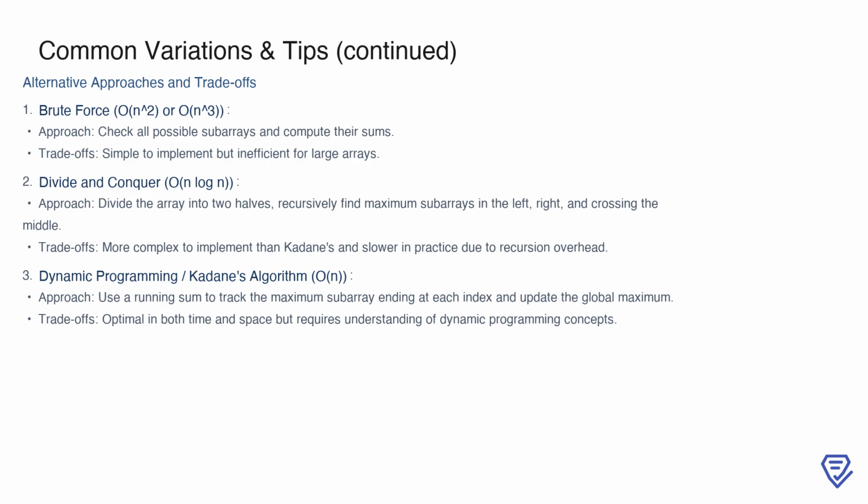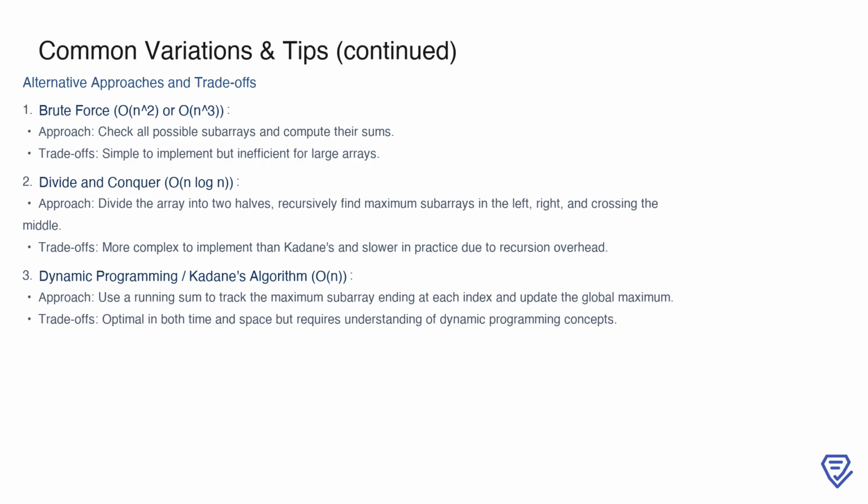Finally, let's explore alternative approaches and their trade-offs. The brute force approach involves checking all possible subarrays and computing their sums, which is simple to implement but highly inefficient with a time complexity of O(n squared), or even O(n cubed). For a more efficient but slightly more complex solution, there's the divide and conquer approach, which divides the array into two halves, recursively finds the maximum subarrays in the left and right halves, and combines the results. This method has a time complexity of O(n log n), but can be slower in practice due to recursion overhead.